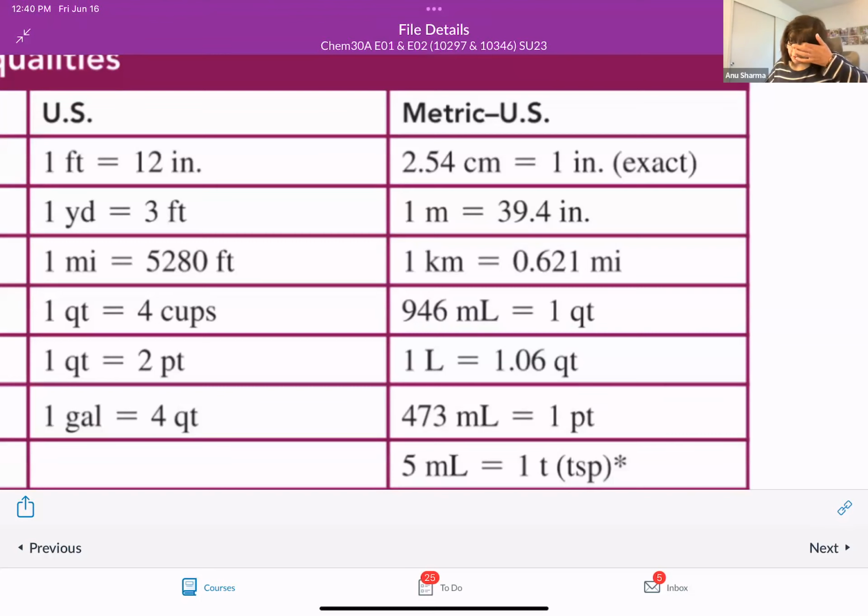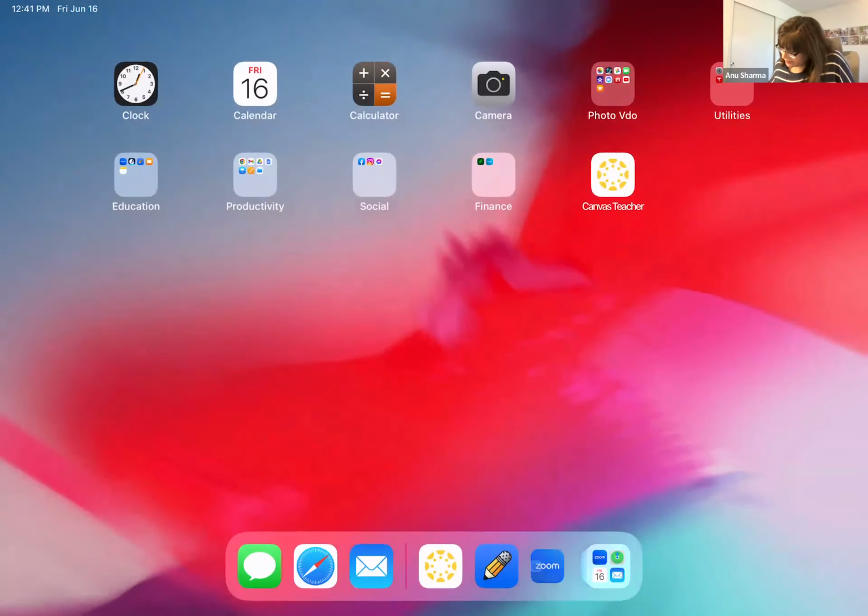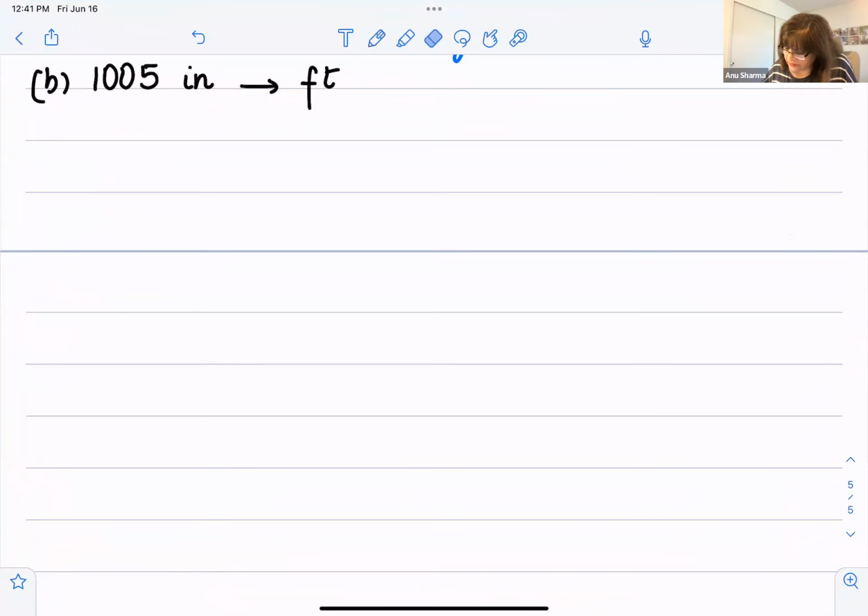Okay, I'm going to change this question because this is a direct conversion. I'm going to convert it to yards. So let's do this to yard. Okay, so 1005 inches to how many yards is that?